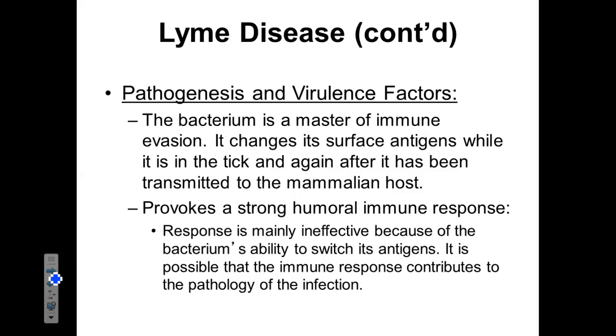This bacterium is going to give us a very strong humoral immune response, or blood immune response. This blood response, though, is typically ineffective because the bacterium is constantly switching its surface antigens. And it's possible that this immune response contributes to the pathogenicity or pathology of the infection itself. As we have this highly elevated humoral response, or blood-based immune response, it could potentially lead to some of the symptoms associated with this disease.